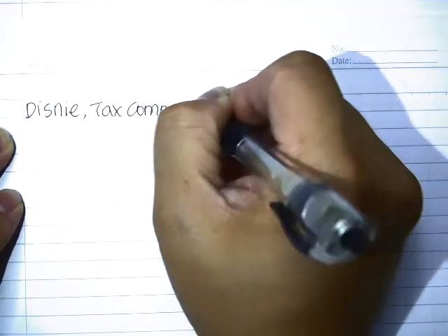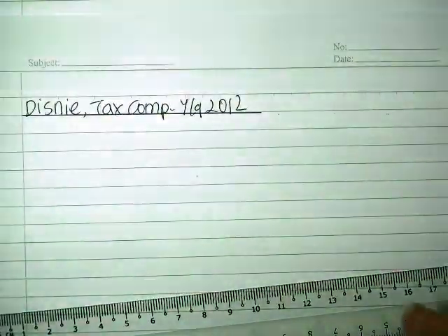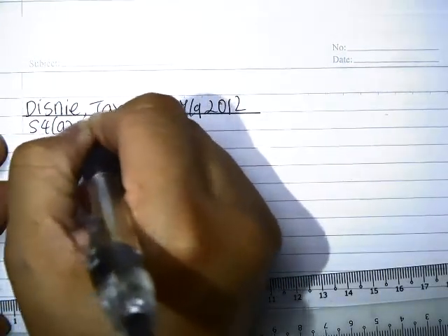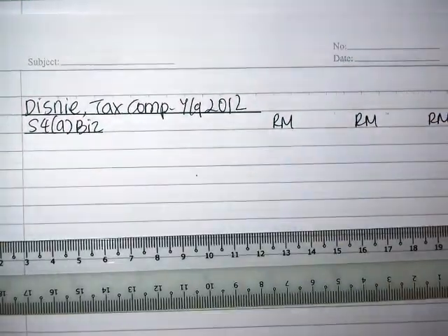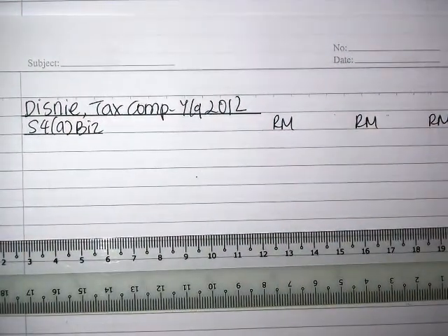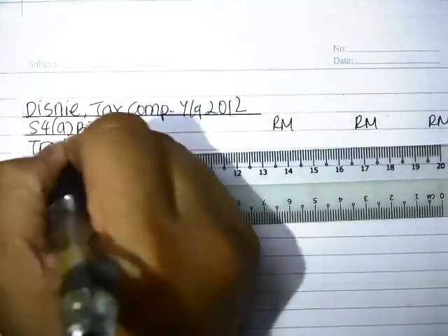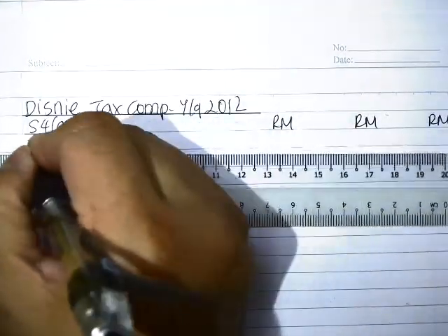Disney tax computation for 2012. Right, you got to begin with business source, so 4A, and we have two businesses over here. One is the actual trading business, and the other one is your rental that is deemed as business source. So the trading business, right?